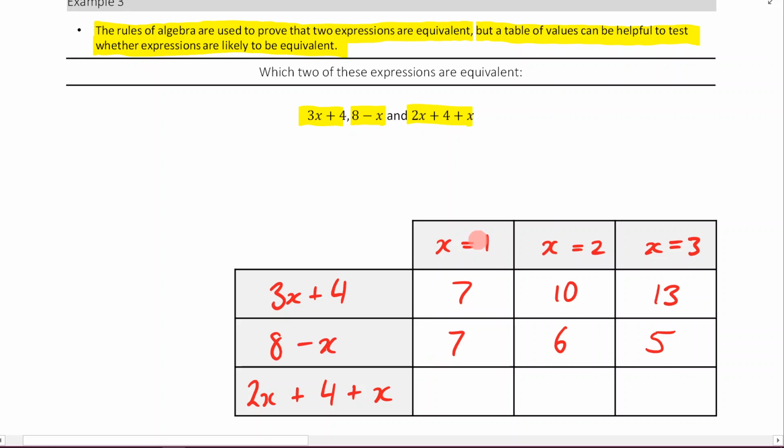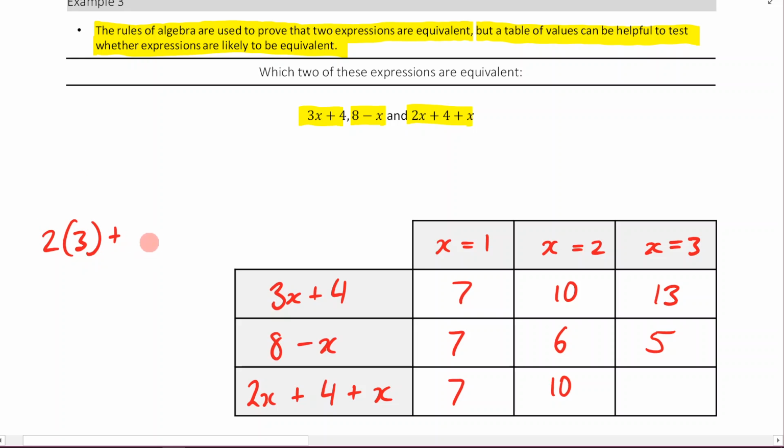We're going to put x equals 1 into this. So that's going to be 2 plus 4 is 6, plus 1 is 7. Then I'm going to put 2 into this. So that's going to be 2 times 2 is 4, plus 4 is 8, plus 2 is 10. And then finally, if I put 3 into this, it's going to be, and I might even write this down so we're all on the same page, I'm putting 3 into it.